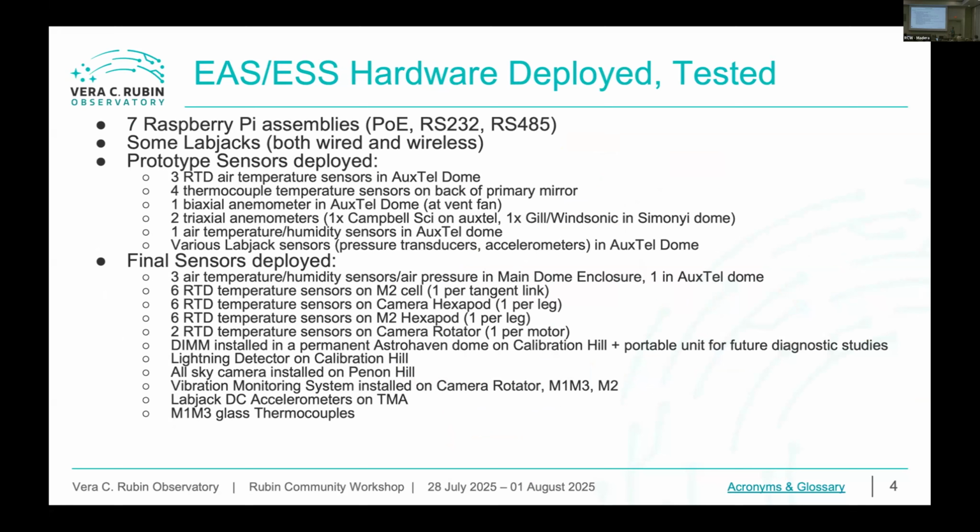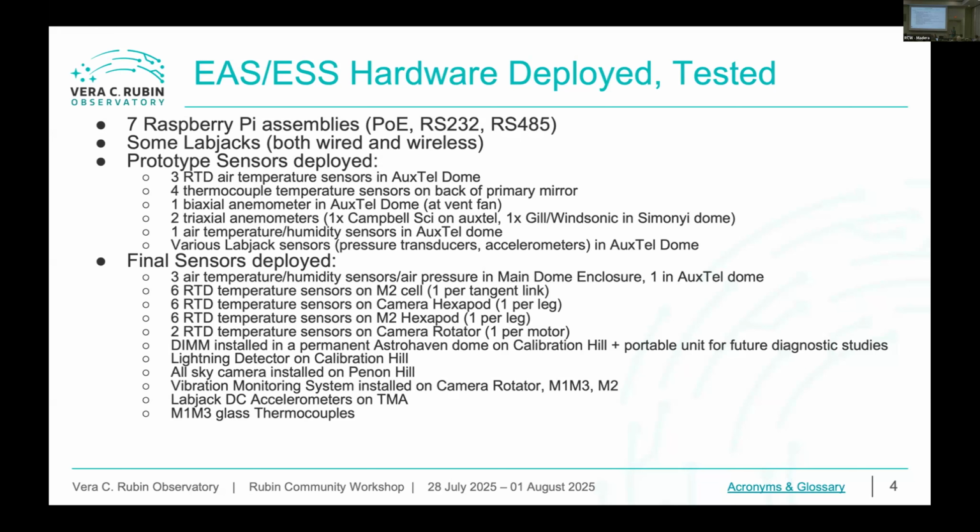Okay, so what did we actually do after all these years? We prototyped many of the sensors, and they're still deployed in the Auxtel dome. And then we transitioned a couple of years ago to deploying the set of sensors in the Simonyi dome. So now we have temperature and humidity sensors mounted on the main telescope structure. We have 6 RTD sensors, 1 per tangent link on the M2.